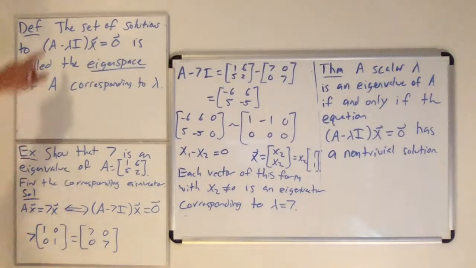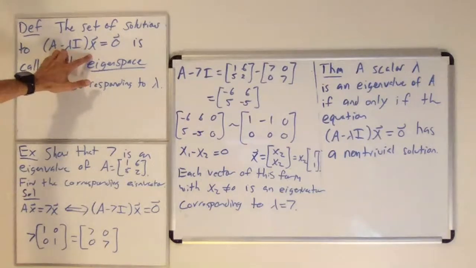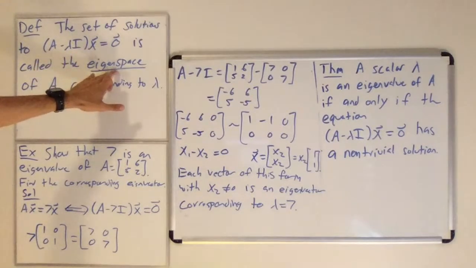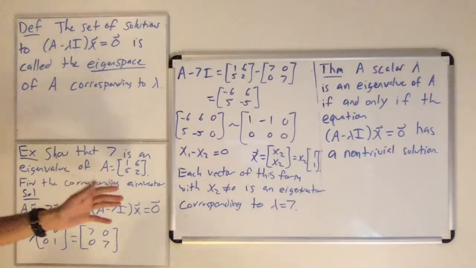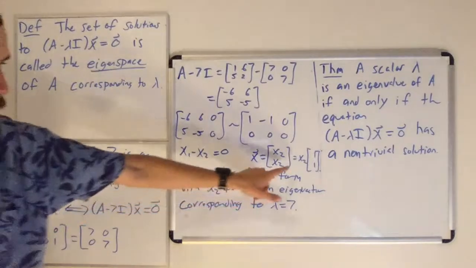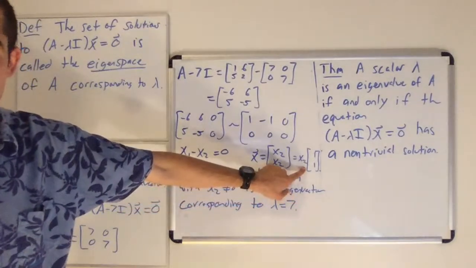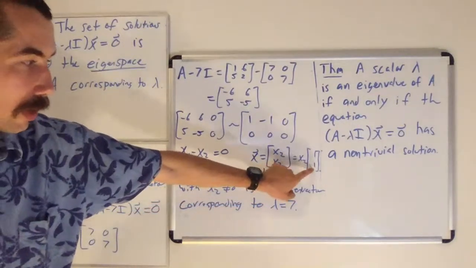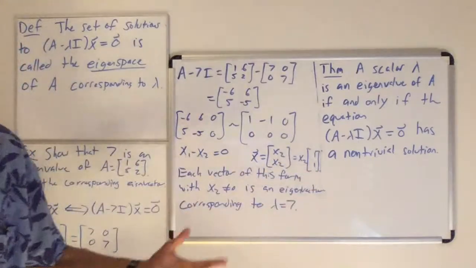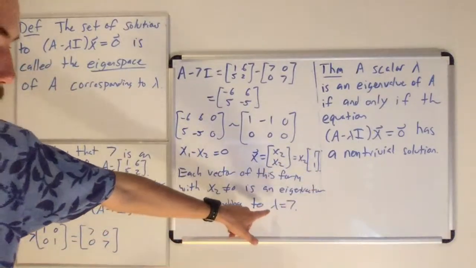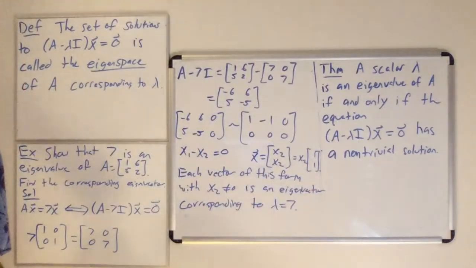Okay, so the set of solutions to this matrix equation is called the eigenspace. So in our previous example, all scalar multiples of the vector (1, 1) would be the eigenspace corresponding to lambda equals 7.